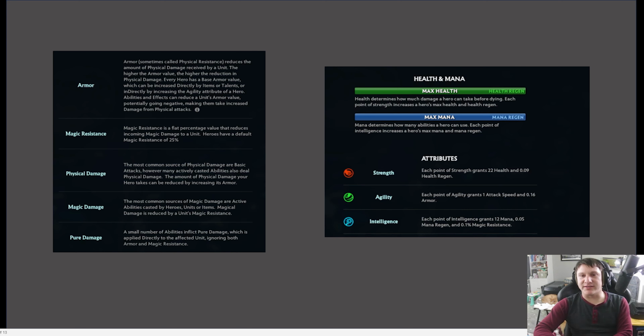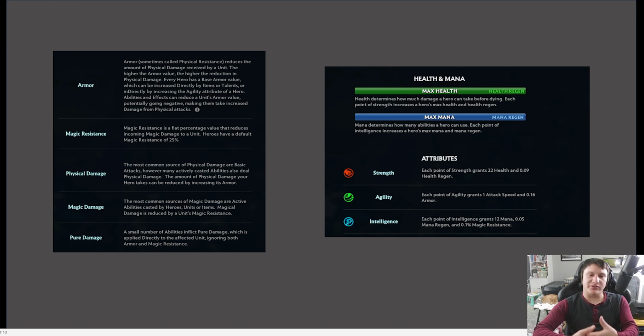Now on the right hand side, or maybe your left, no, it should be right, is health. Health determines how much damage a hero can take before they die, and each point of your strength increases your health. Mana determines how many abilities a hero can use. Each point of intelligence increases a hero's maximum mana and their mana regen. So strength is health, agility is armor and attack speed, and intelligence is mana regen and a little bit of magic resistance. You need to know those when you're picking your hero and as things go along.